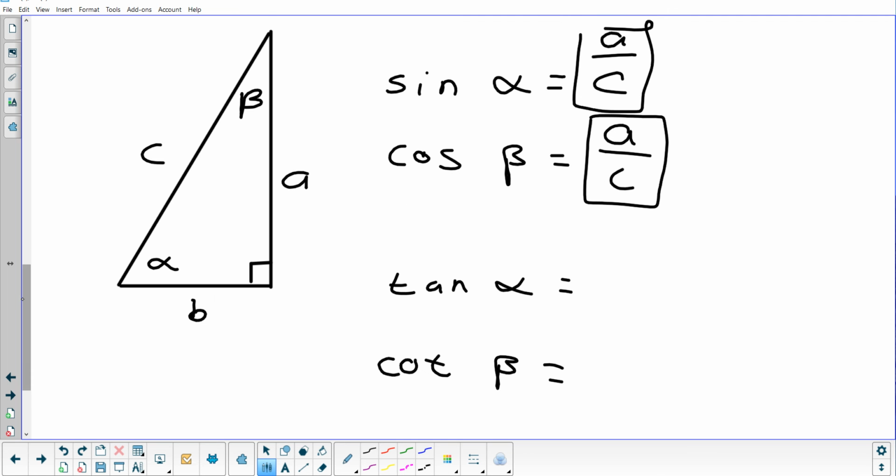All right, so tangent. Natalie, what's our definition for tangent? Opposite over adjacent. Okay. Opposite over adjacent. A over B.